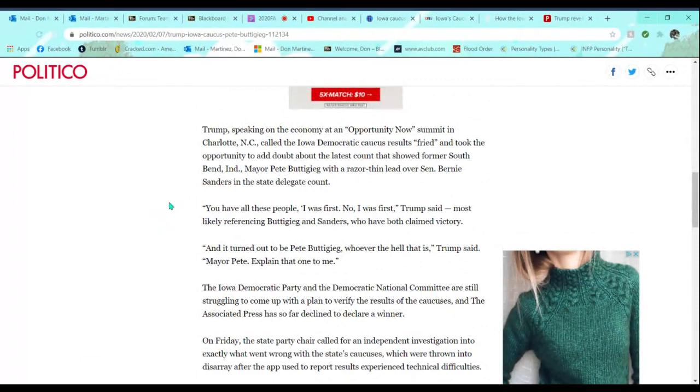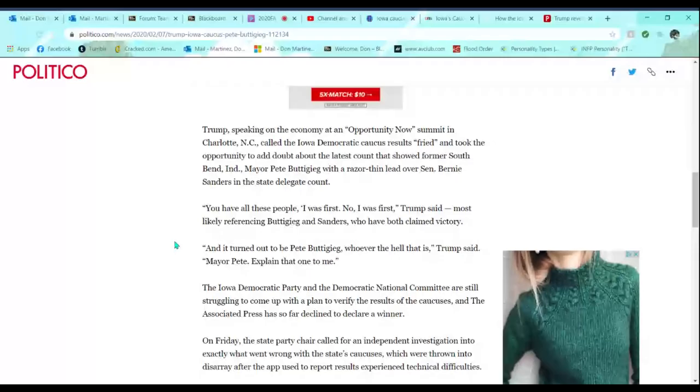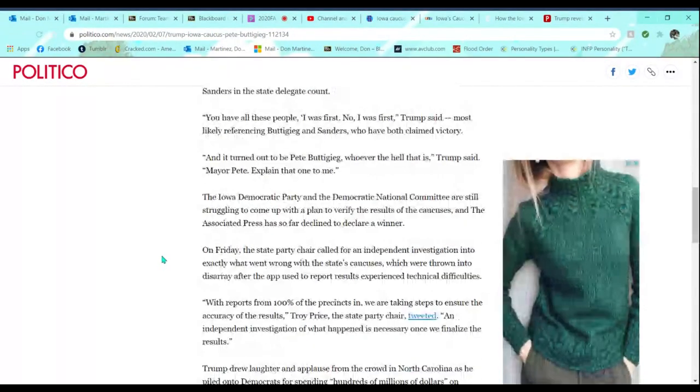caucus results fried and took the opportunity to add doubt about the count. Showed former South Bend, Indiana Mayor Pete Buttigieg with a razor-thin lead over Senator Bernie Sanders in the state delegate count. "Of all these people, I was first. No, I was first," Trump said, most likely referencing Buttigieg and Sanders, who have both claimed victory. "It turned out to be Pete Buttigieg, whoever the hell that is," Trump said. "Mayor Pete, explain that one to me."